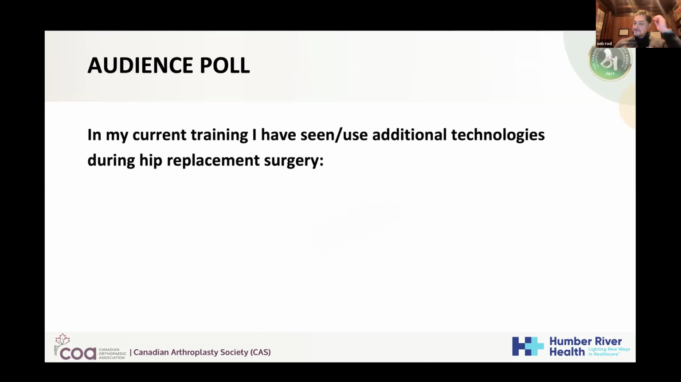So first poll of the evening is, in my current training, I have seen or used additional technologies during hip replacement surgery. 100% of the time, 50% of the time, a tiny fraction for some cases, or I don't even know what you're talking about.